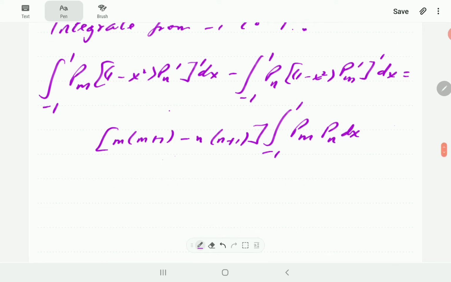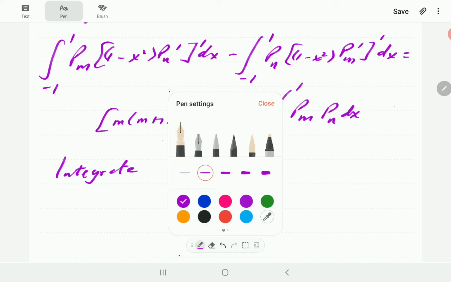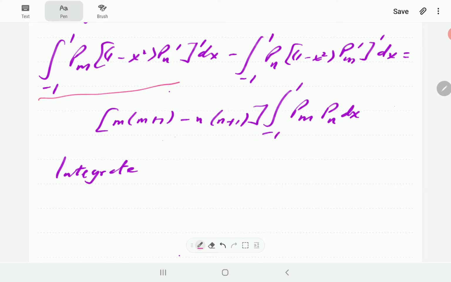So what we're going to do is integrate this one by parts, and then the result is going to follow automatically for this one. So integrate by parts. We're going to integrate this integral, so evaluate this one by parts.